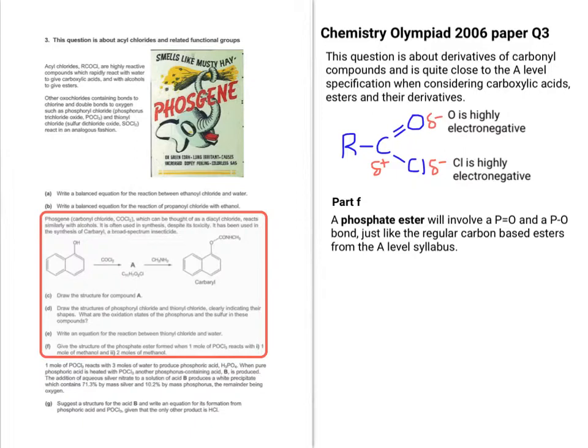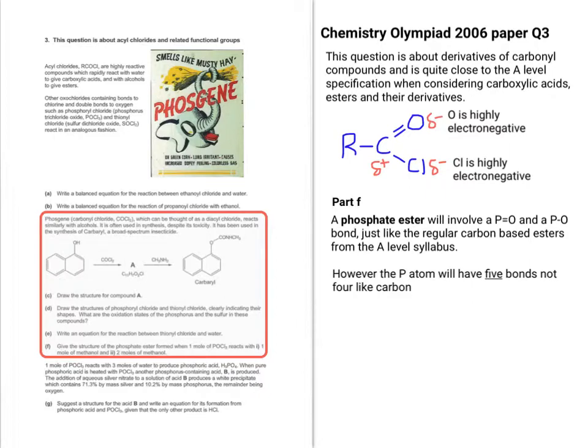So part F wants us to do a phosphate ester. Now you won't have come across a phosphate ester before. You may have come across normal organic esters, where you have a carbon double bond oxygen and also a carbon single bond oxygen, both of them attached to the same carbon. That's the basis around which an ester is built. So a phosphate ester will be along similar lines. But don't forget, a phosphorus can have more bonds than a carbon, but it's in group 5 instead of group 4. So we've got to take this into account when we're thinking about what it might look like.